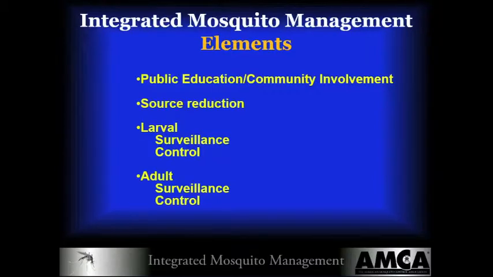Another element of a mosquito management program is source reduction. Get rid of the places where they breed, if you can. Sometimes you can't, but if you can, get rid of those, and then the problem solves itself. And we're going to talk about larvae, the surveillance and control of them, and the adults and surveillance and control of them. These are the elements.